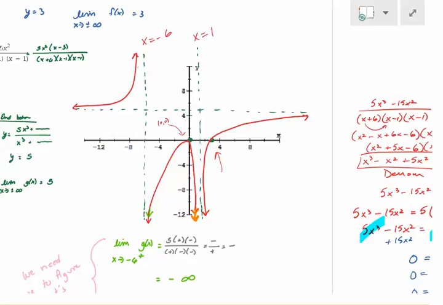But then look at the other one, x plus 6. What's the power of x plus 6 right there? 1. So they have to go in opposite directions. This one goes down, so the other one has to go up. The other one has to go up.